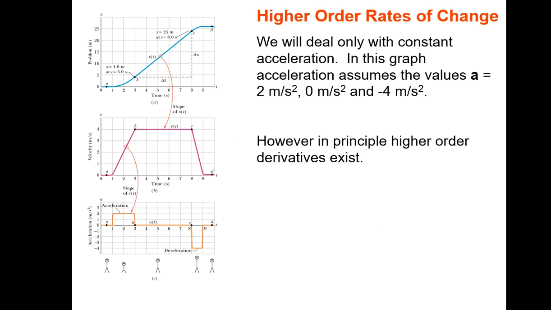We have higher order rates of change. You don't always have a situation in which acceleration is a constant. You can have acceleration changing, and the rate of change of acceleration, believe it or not, is called jerk. Higher even than that, the rate of change of jerk is called snap, and higher than that are crackle and pop. Just be aware that they exist, but we don't really deal with those, at least not in this course.